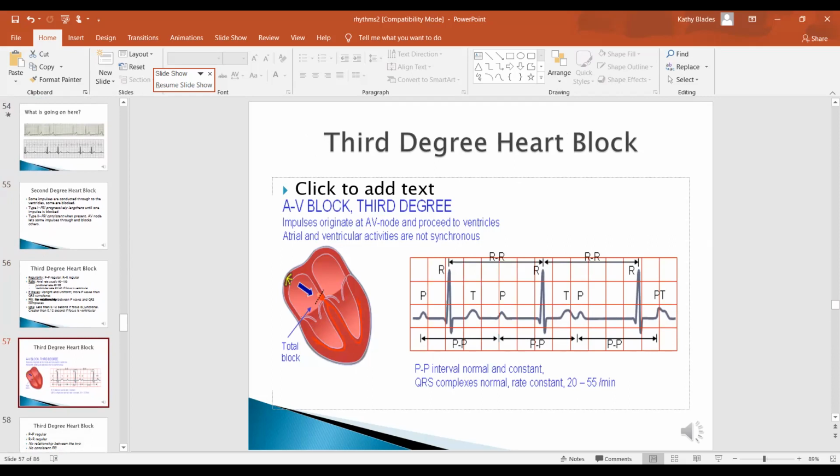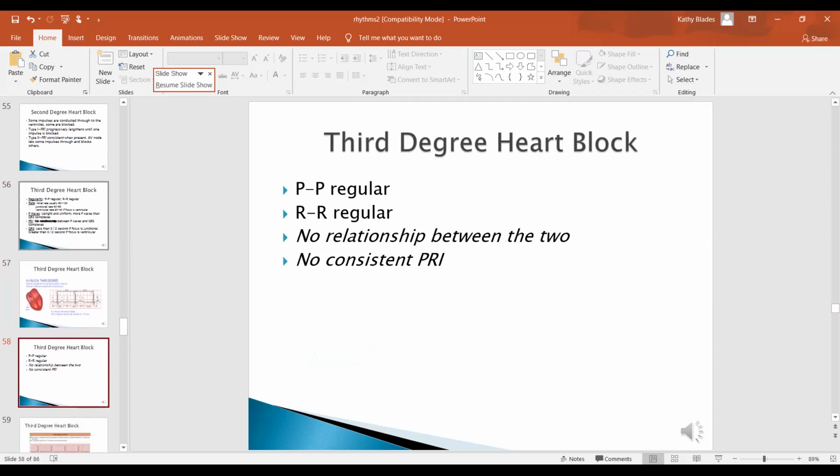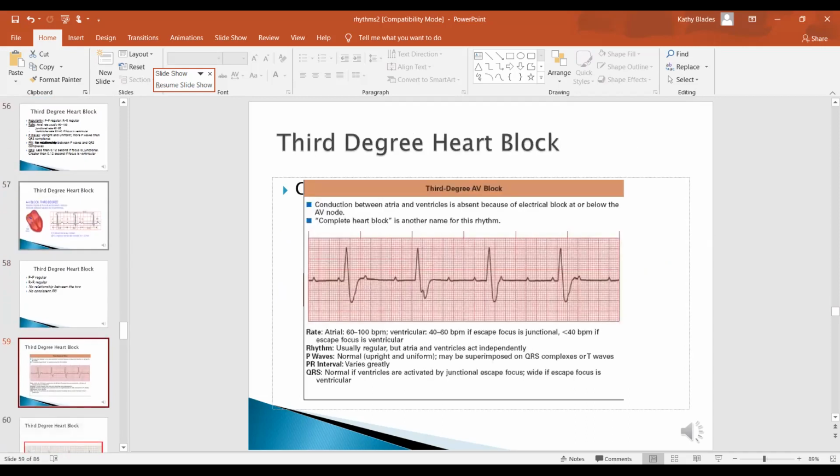So if you look at this one, this is an example. The P is just wherever, the QRSs are wherever. This one's kind of small. So remember, the P to P is regular, R to R is regular. There's no relationship between the two and no consistent PRI. So if you look at this one, as you can see, there's P's all over the place and the QRSs are just kind of there.